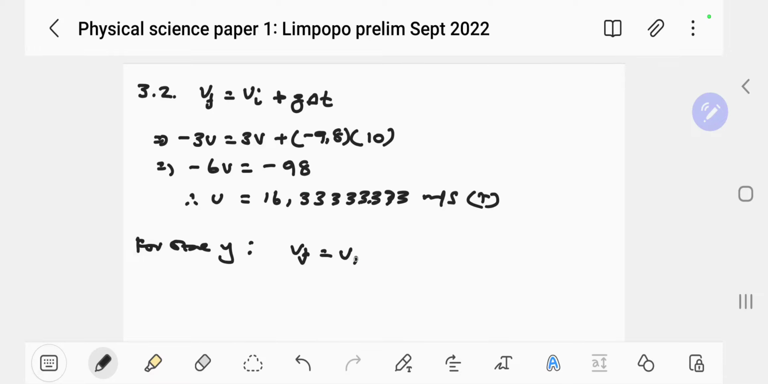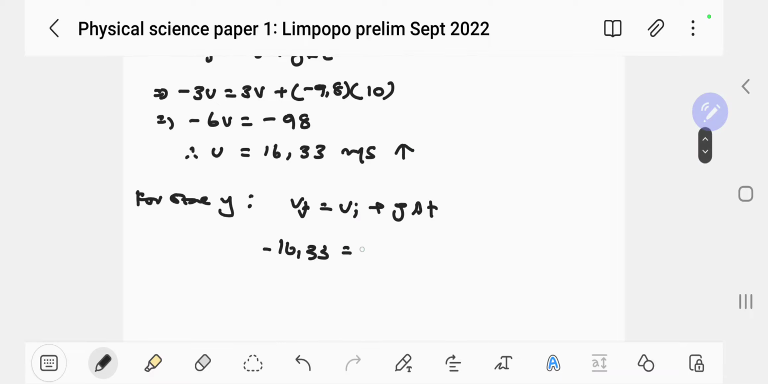Final velocity equals initial velocity plus g delta t. Now, what would be the initial velocity? Remember, it is v. So the final velocity is minus 16,33. I'm just going to leave that one. And then, of course, this one is also going to be the positive version of it, 16,33 plus minus 9,8 delta t.